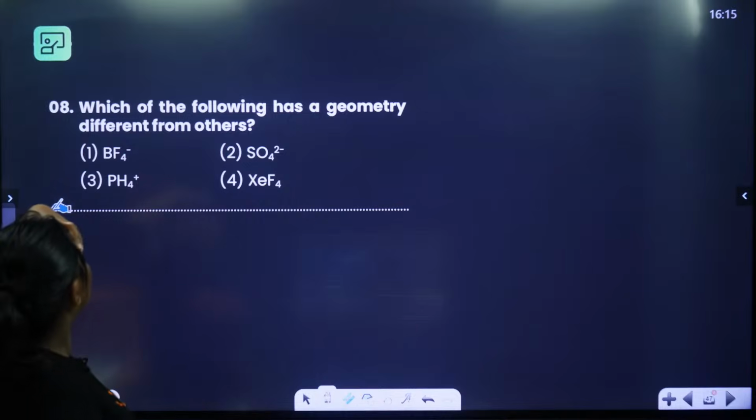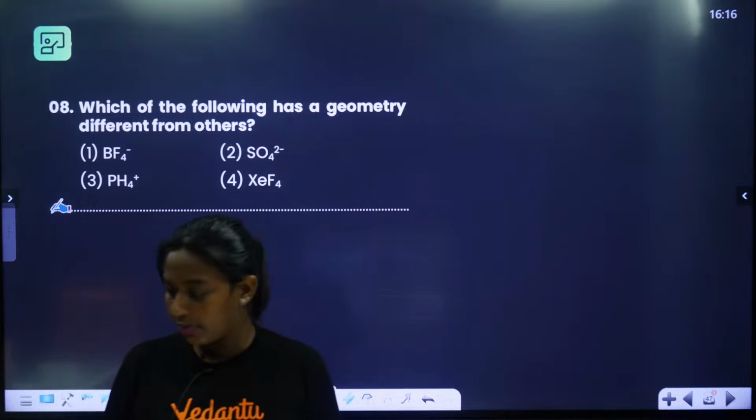Yeah. So which of the following has geometry different from others? So tell me what is the correct answer.